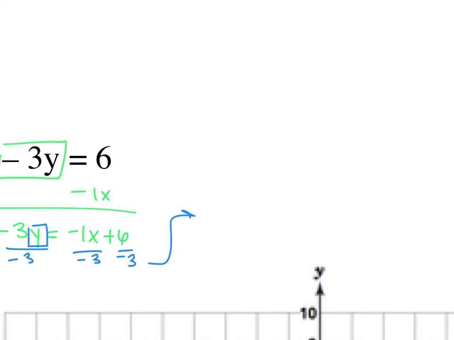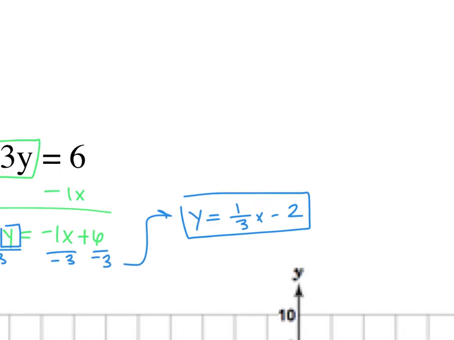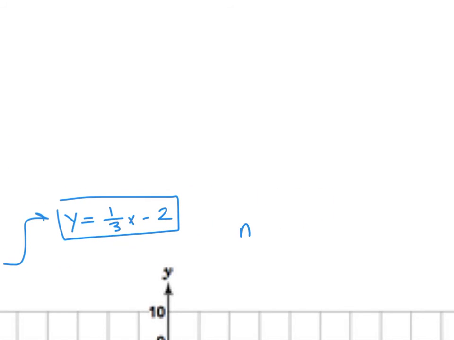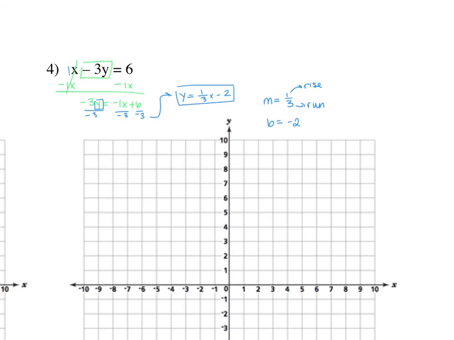So my equation becomes y equals negative 1 divided by negative 3, which is just 1/3. Always leave these as fractions. I don't want to see any decimals. Then x, and 6 divided by negative 3 is a negative 2. So the equation I'm graphing is y equals 1/3 x minus 2. My slope is 1/3, which means my rise is 1 and my run is 3. My y-intercept is negative 2, because that's the number hanging out by itself.